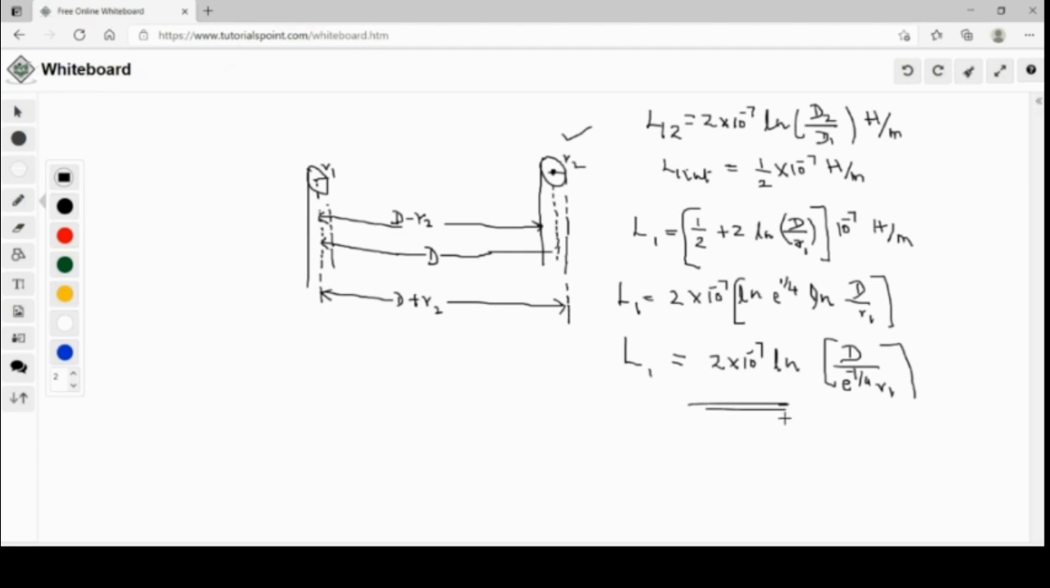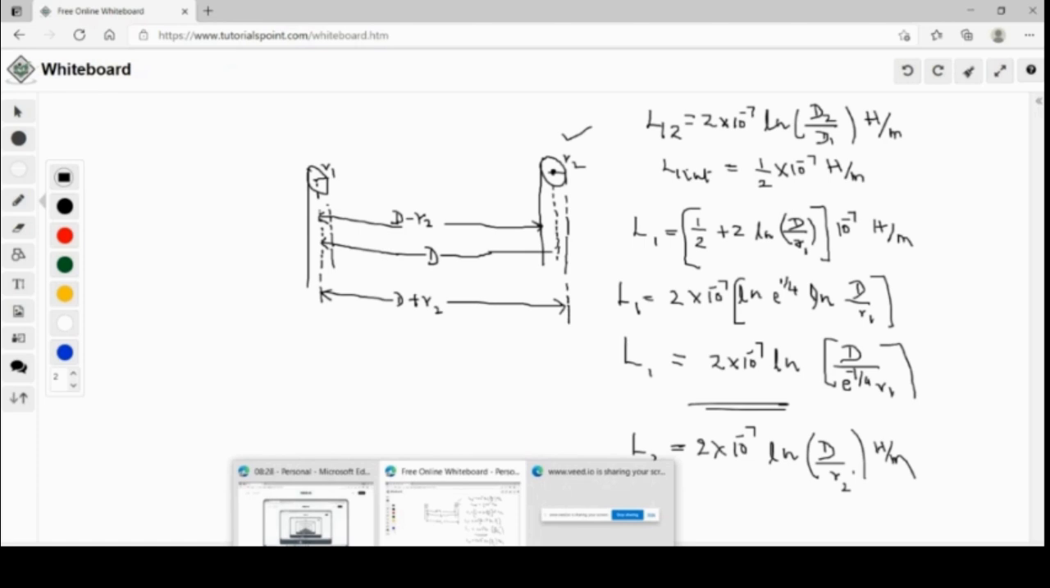Similarly, you can find the inductance of conductor 2 in comparison with this equation. Comparatively, L2 becomes 2 into 10 raised to minus 7 into ln of D by R2 dash Henry per meter. So this is about inductance. The above equation gives the inductance of the two wire single phase line, taking into consideration the flux linkages caused by the current in both the conductors. So let us wind up class 2 now.